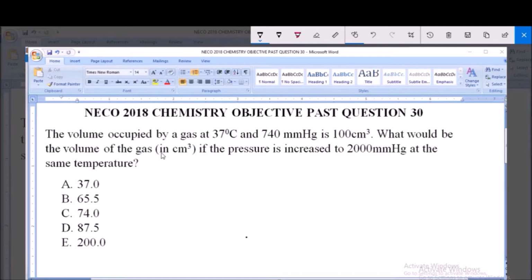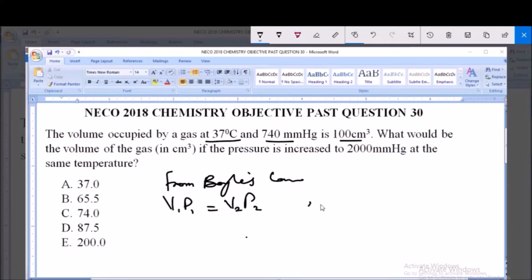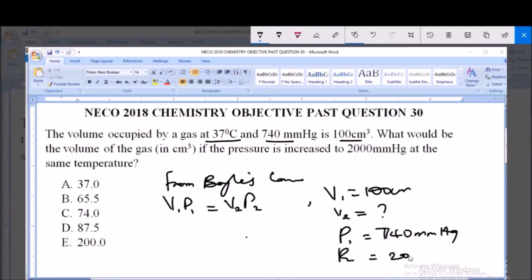Now it is stated clearly that the temperature is constant, and so the pressure and volume change. Now this is Boyle's law. So from Boyle's law we have that V1 P1 is equal to V2 P2. Now we're given V1 to be equal to 100 centimeter cube. V2 is what we're looking for. P1 is equal to 740 millimeter mercury, and P2 is 2000 millimeter mercury.